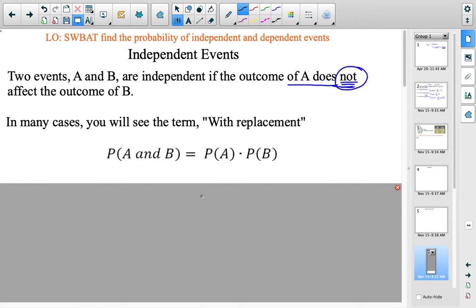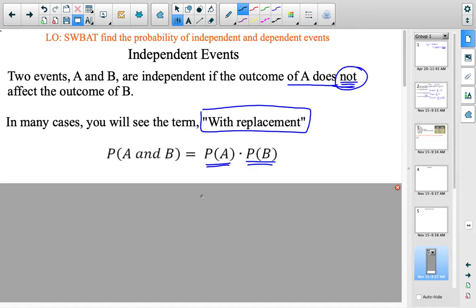outcome of B. So in many cases, when you're dealing with either drawing marbles out of a bag or money out of a piggy bank or cards out of a deck, you might hear this word with replacement. That means whatever you picked in your first event, you kind of put that card or marble or coin back in so it doesn't affect the second draw. Okay, so independent, you'll hear this phrase with replacement.